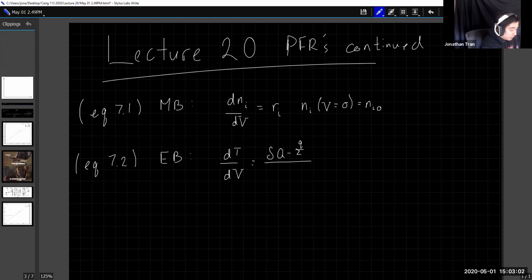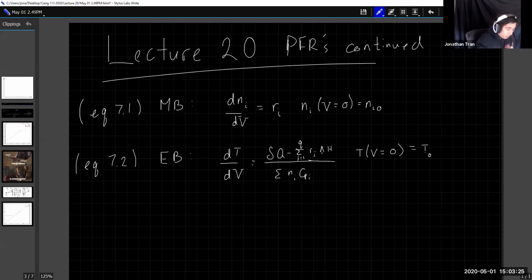And then minus the summation of j equals 1 of Rj delta H divided by the summation of Ni Cpi. And the initial condition for our energy balance is going to be that at volume equal to 0, T is equal to T naught.